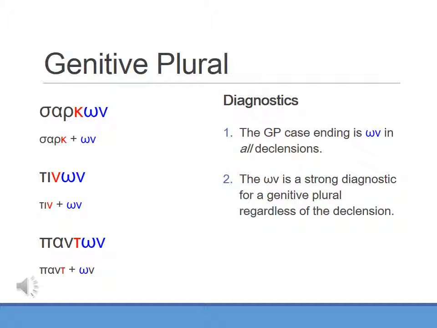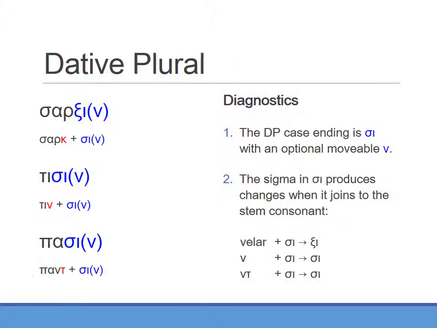The genitive plural case ending is -ōn, exactly as it is throughout all declensions. Whenever you see an -ōn, you are looking at a genitive plural if it's a noun form. So sark plus ōn, sarkōn; tin plus ōn, tinōn; or pant plus ōn, pantōn. Genitive plural, -ōn throughout.